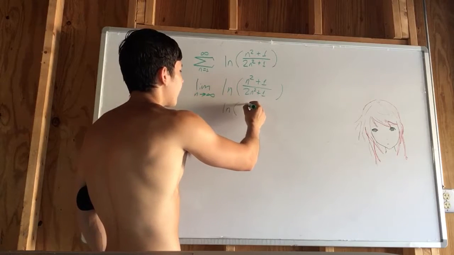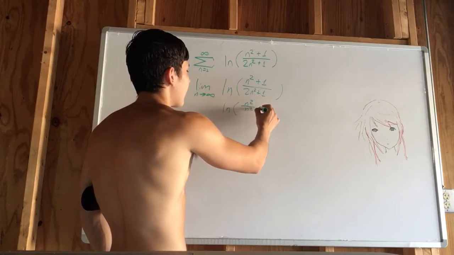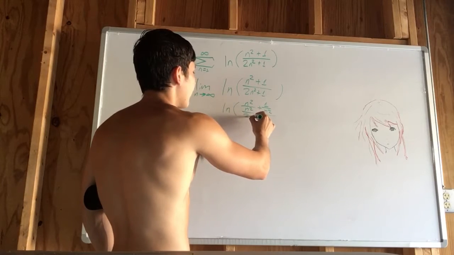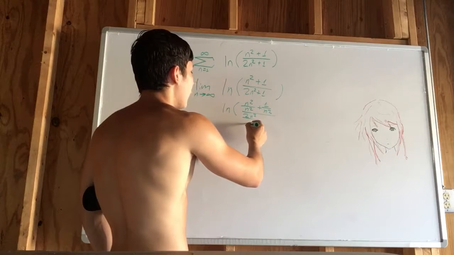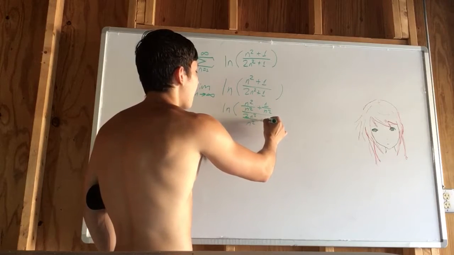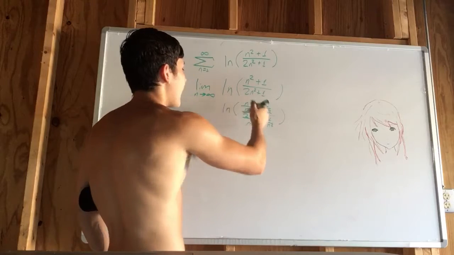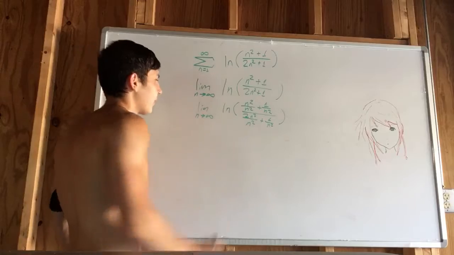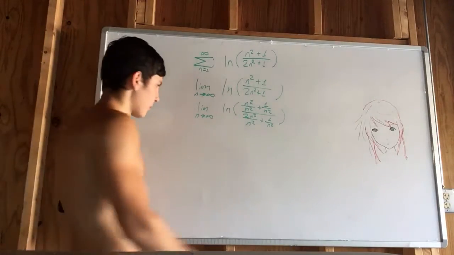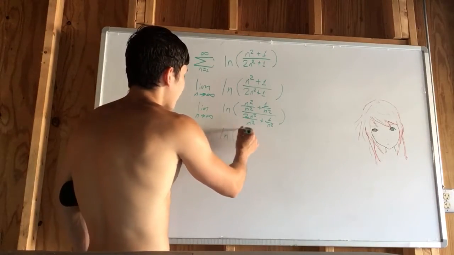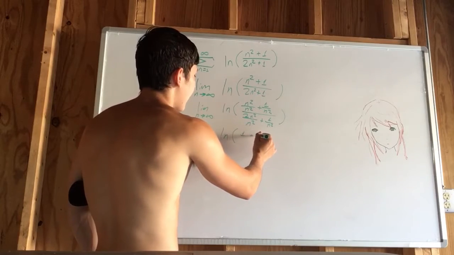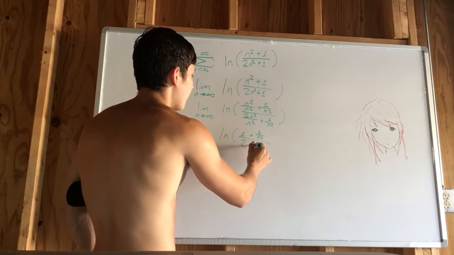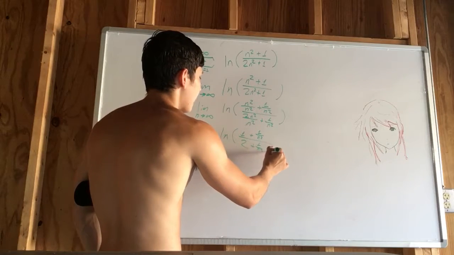So we've got n² over n² plus 1 over n², and we already know what's going to happen at this point, probably, but we have to show this work just to be thorough and not lose points here. So this is 1, and this is 1 over n². This is 2. This is 1 over n².